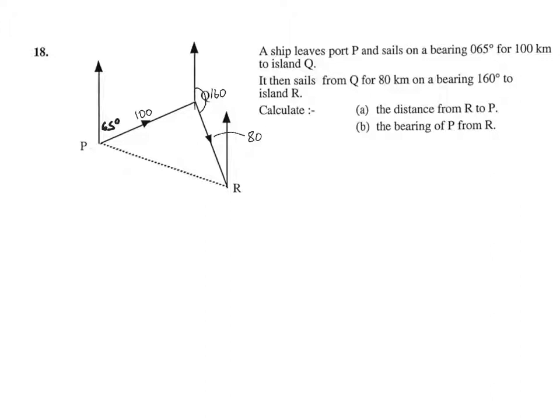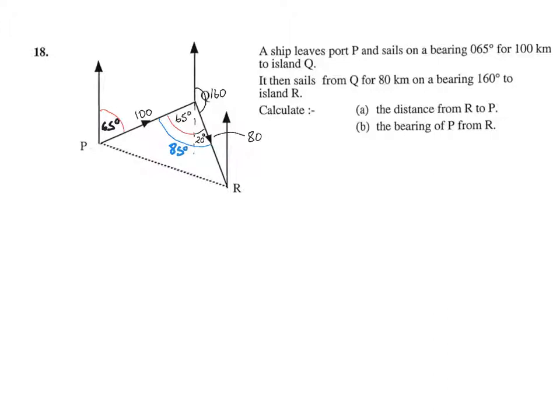So what I'm going to do then is to just drop a north line down, like so. Here we have a Z angle. So this is 65 degrees. And we know then that this is 20 degrees because 20 plus 160 gives us 180. So the angle inside the triangle, this angle here, is 65 plus 20, which is 85 degrees.